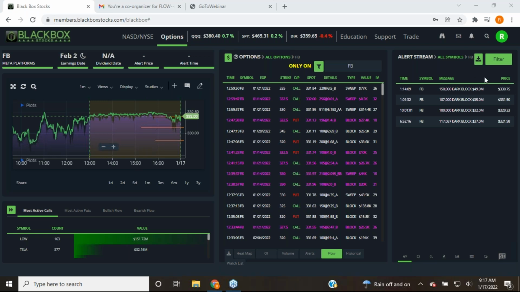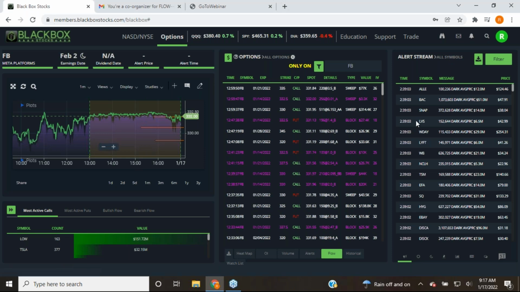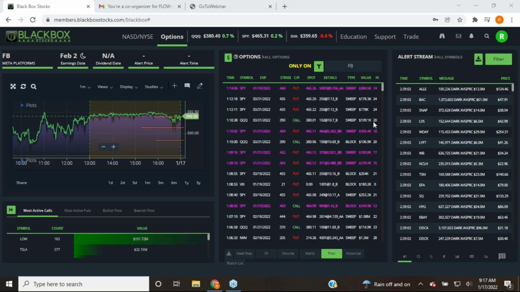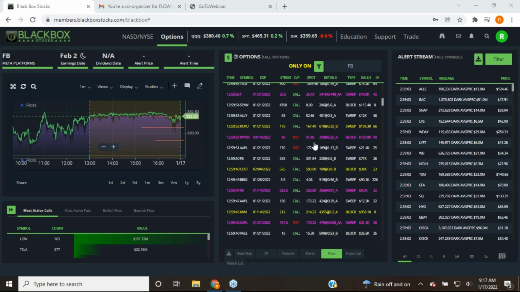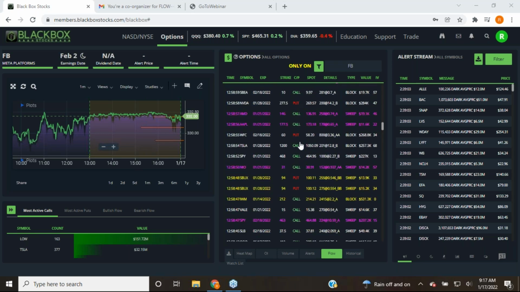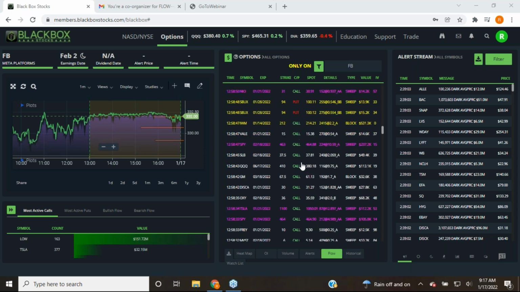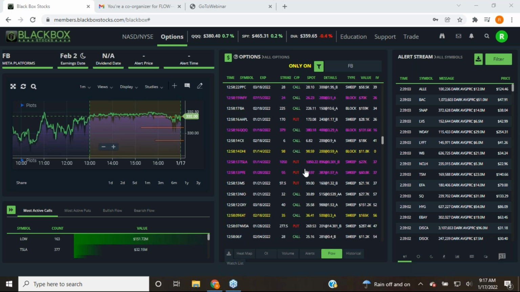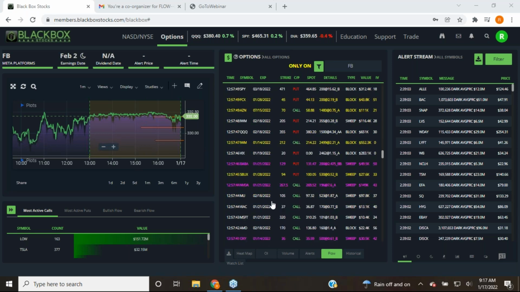So not only do I get a good look at the options, but I get a good look at the dark pools that are filtering through also. Now let's flip it back. Let's go to all. This center panel right here, this flow, let's scroll down. Look at all this. Look at all that greatness. Look at all that capture of where the money is going. It's gorgeous.